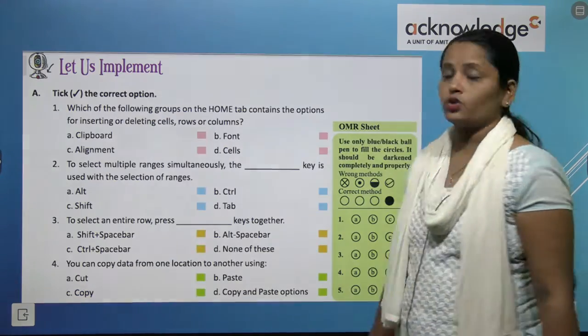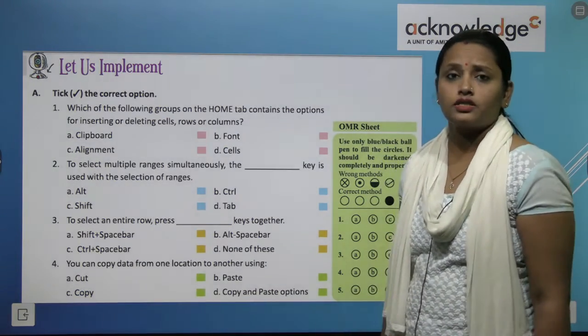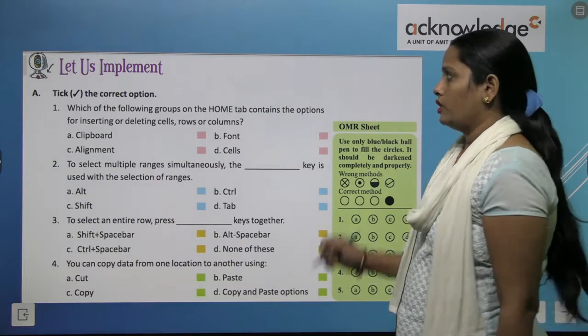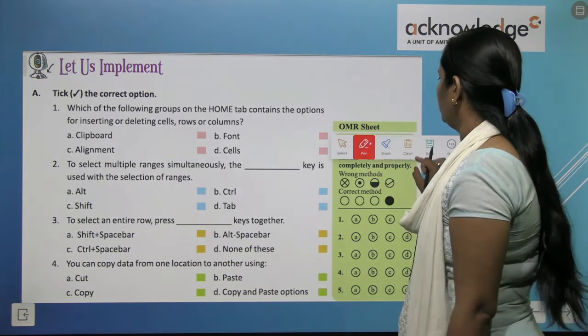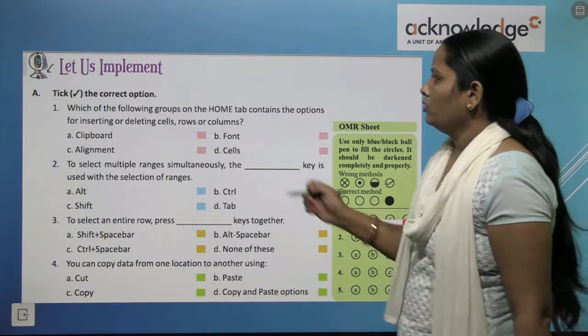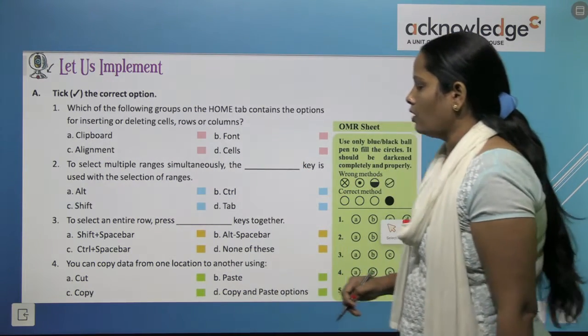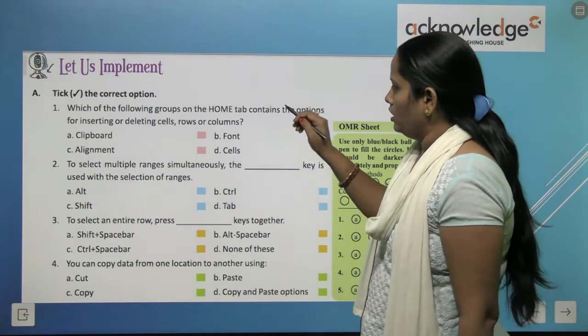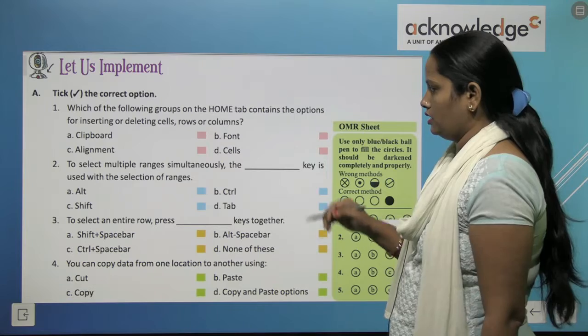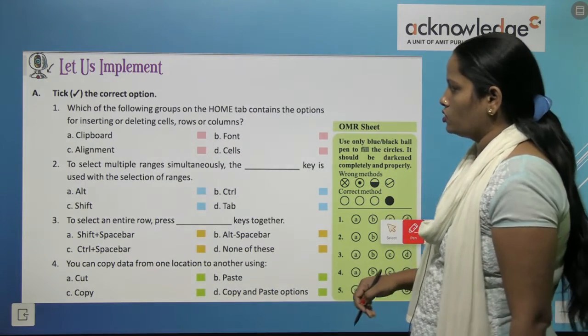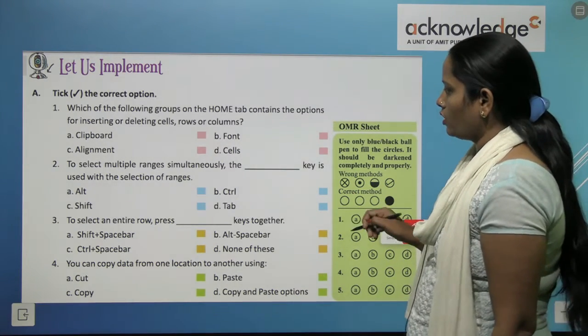So students, let's quickly come to the book exercise given in your book. Quickly take out your pencils. Let's begin with the exercises. Which of the following groups on the home tab contains the options for inserting or deleting rows or columns? So what option do we use?